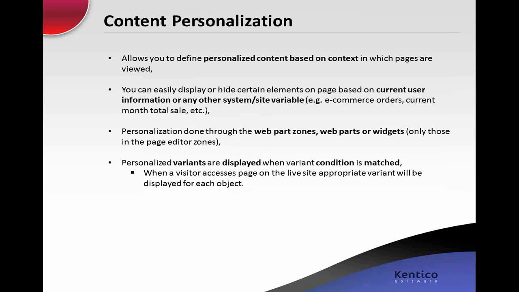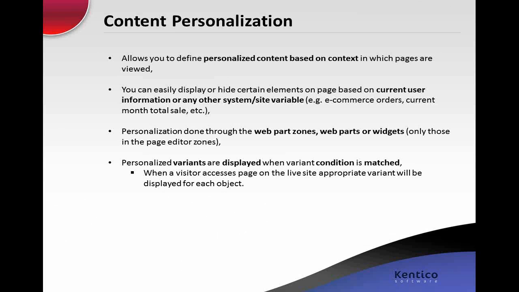So the last thing we need to do is set up the content personalization. Content personalization is another feature of online marketing suite available for EMS editions. It allows you to define personalized variants for users based on circumstances and context in which pages are viewed. This way, it makes it really easy to display or hide certain elements on a page based on the previous actions of the current user, as well as any other information related not only to the user but also to the system or site. So basically any other system or site variable like e-commerce orders in general or current month total sale.